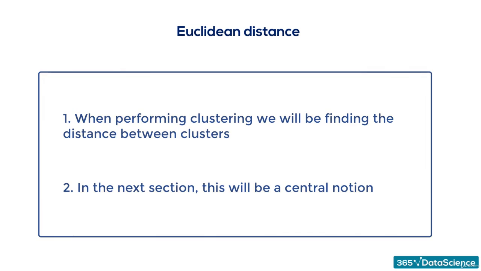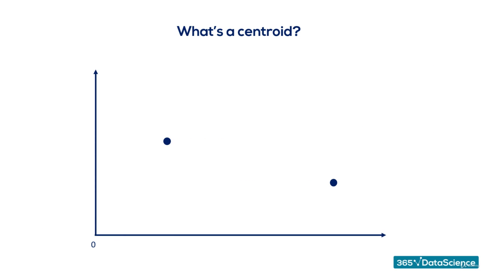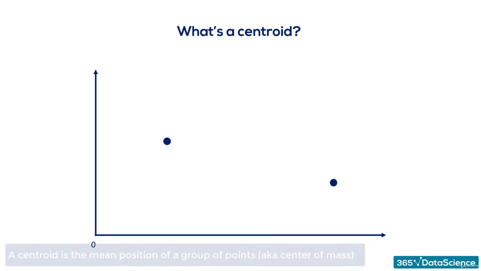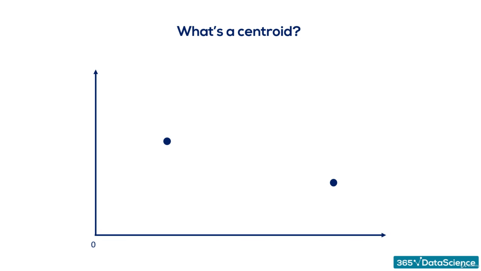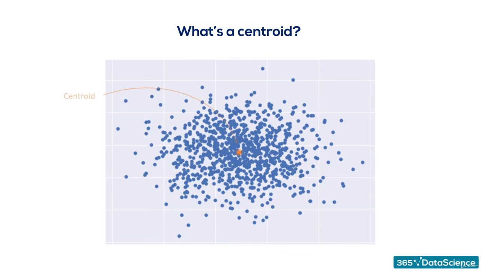All right, let's finish off with the other concept, centroids. A centroid is the mean position of a group of points. In physics, this is known as the center of mass. So, for our 2 points, the centroid is the midpoint of the line which connects them. For 3 points, it would be somewhere between them, like shown in the graph. For 1,000 points, here it is.